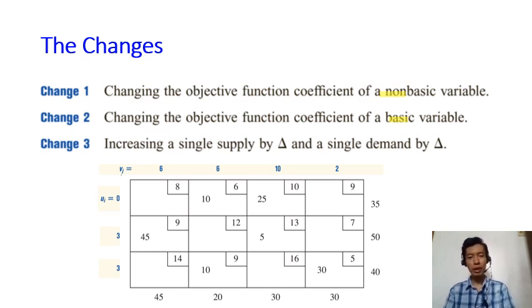So for example, in the example of the Powerco from the previous week, we have got this optimal solution. And we are going to look at how much change we can make such that this solution remains optimal.